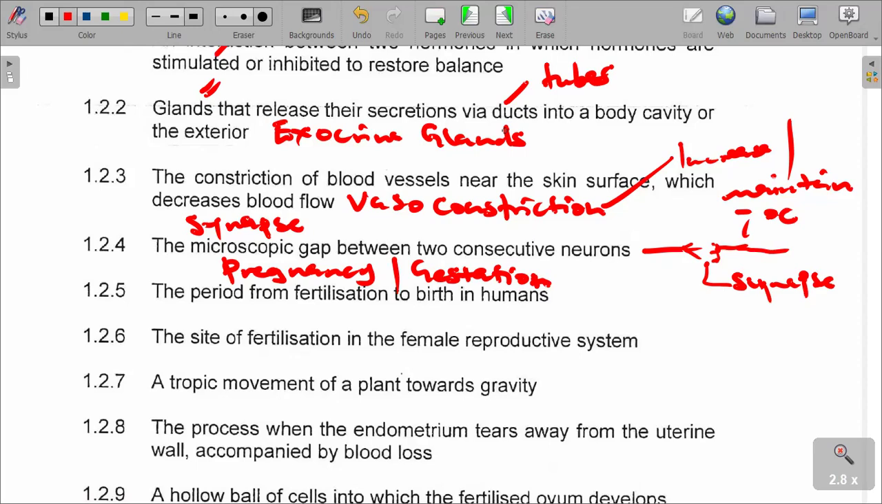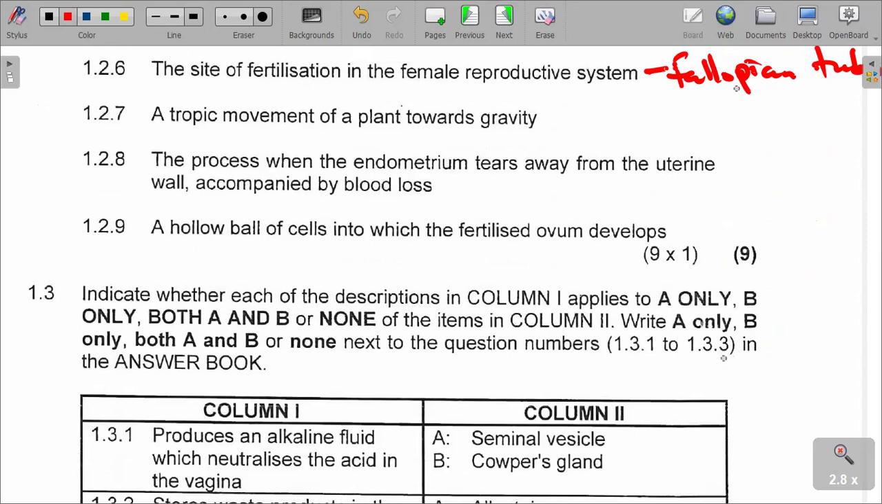And then the site of fertilization in the female reproductive system. Where does fertilization occur in the reproductive system? It occurs in the fallopian tubes. The fallopian tubes are where fertilization occurs in humans, in the female reproductive system.